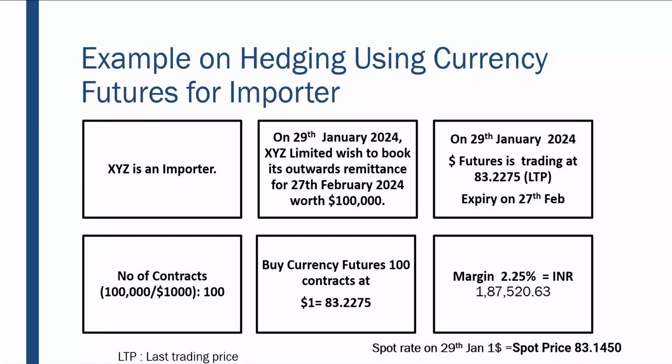So I have entered into a contract. It's called a derivative contract. It's a contract where the underlying instrument is dollar and rupee. Dollar rupee is the underlying instrument. On that, I have entered into a derivative contract to buy a currency pair, dollar versus INR, on 27th of February.